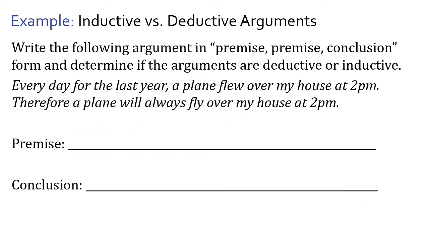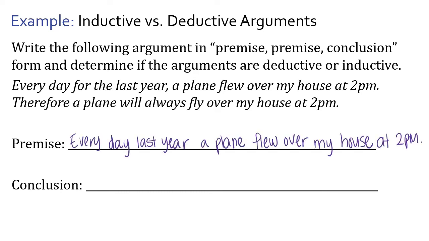This next example is very similar to the mailman example I gave earlier. Every day for the last year, a plane flew over my house at 2 p.m. Therefore, a plane will always fly over my house at 2 p.m. So we can see that the conclusion is a plane will always fly over my house at 2 p.m. Let's go through and break this down into what the premise is.